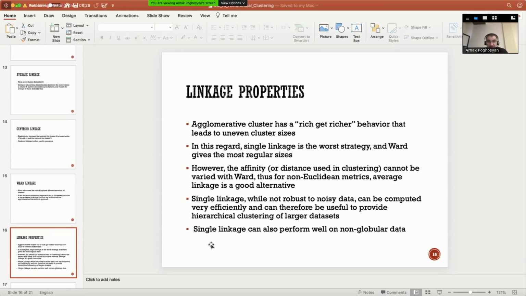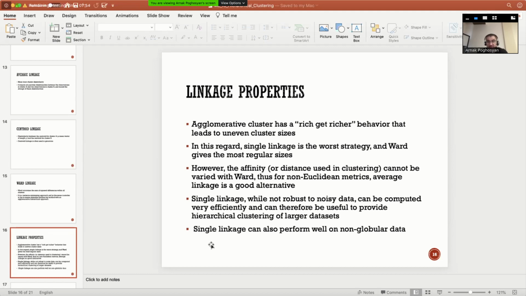Then we have some linkage properties. You see that we have five different linkages, and for a specific application, it's very difficult to understand which one to use. But there are some general properties connected with these linkages. We also have some properties of agglomerative clustering. You see, agglomerative clustering has a rich-get-richer behavior that leads to uneven cluster sizes.